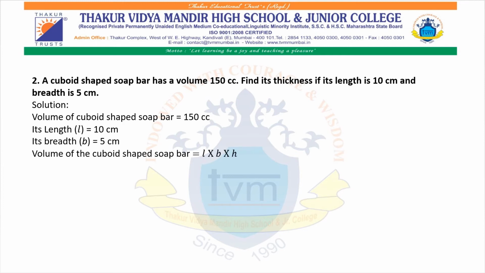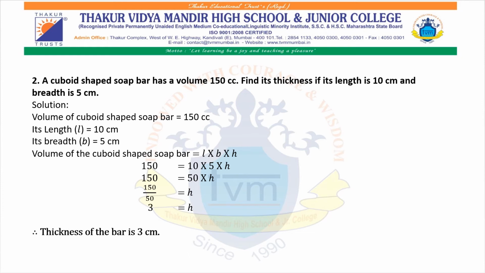So here volume of cuboid shaped soap bar is equal to L into B into H. The volume is already given, that is 150. So 150 is equal to 10 into 5 into H. 150 is equal to 50 into H. 150 upon 50 is equal to H. Therefore H is equal to 3 centimeters. So the thickness of the bar is 3 centimeters.